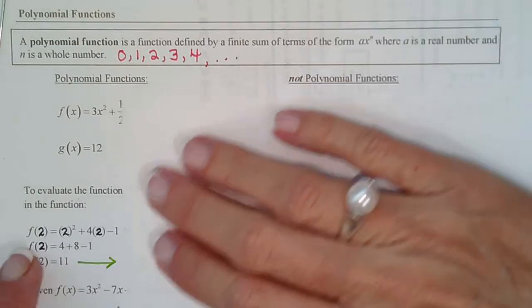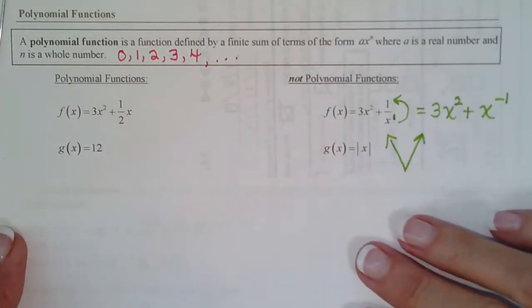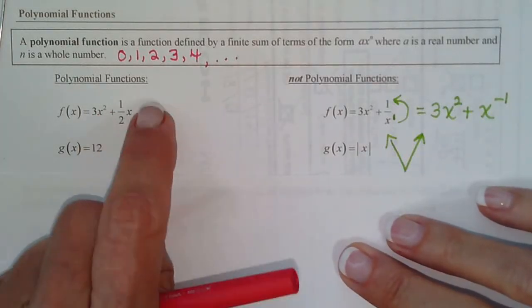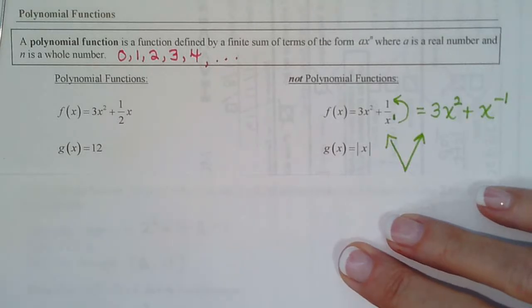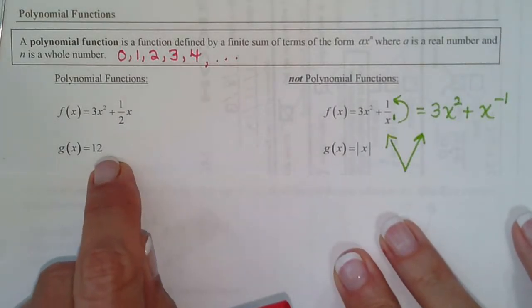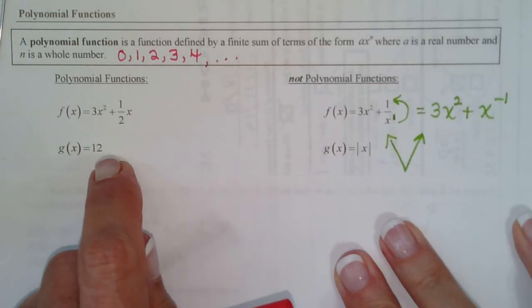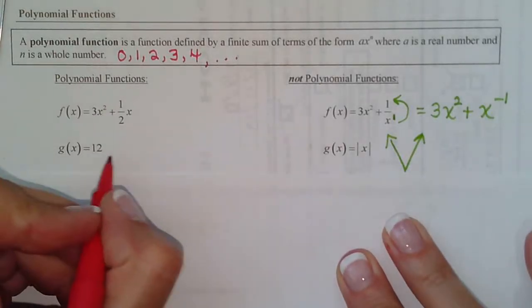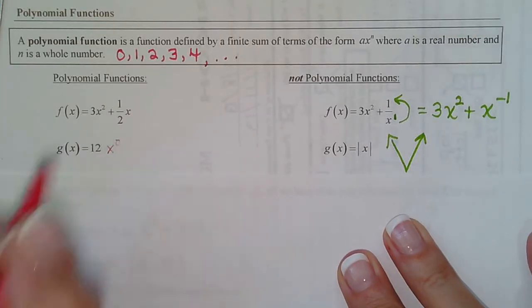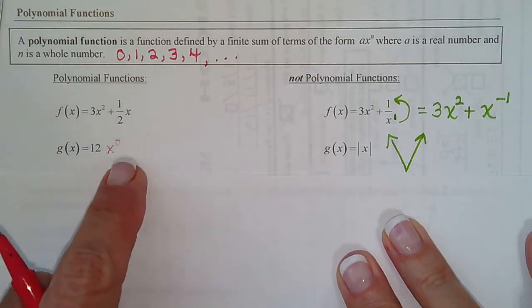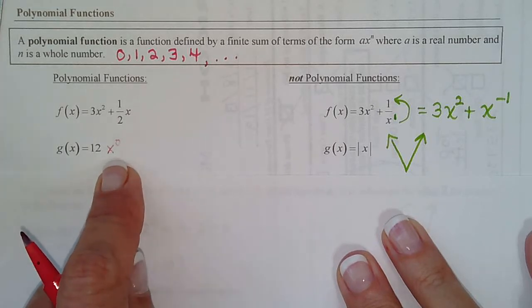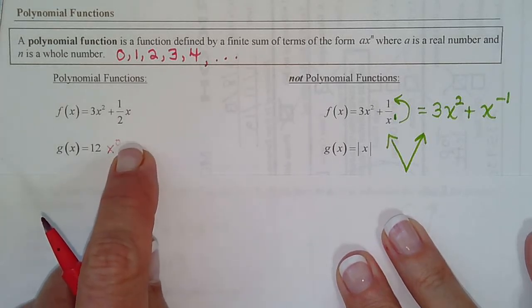So here's some examples of things that are polynomials. So on this first one, our exponent is 2 and our exponent's 1. Those are whole numbers, so we're good. And this is the same thing as 12x to the 0th. Remember, it has 0 x's because x to the 0th is 1. So think of it like this. X to the 0th is 1. 12 times 1 is 12. So this does have an x. We just don't write it because it's to the 0th power.